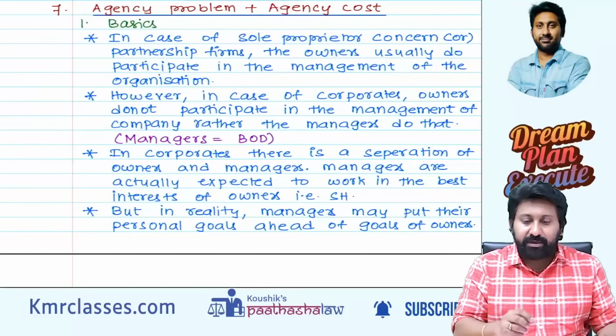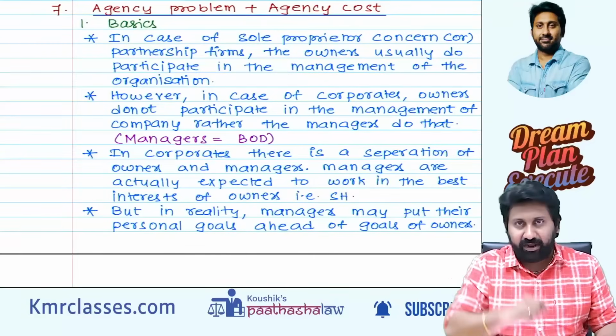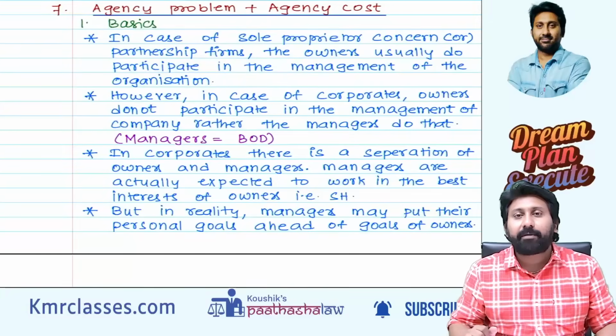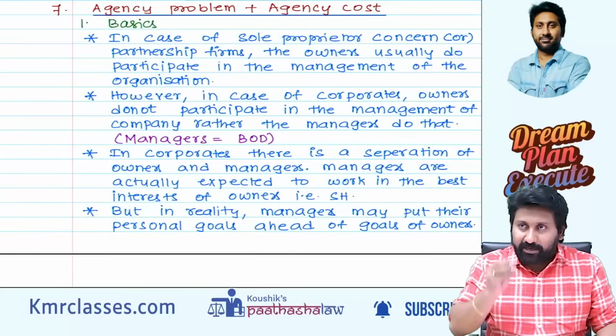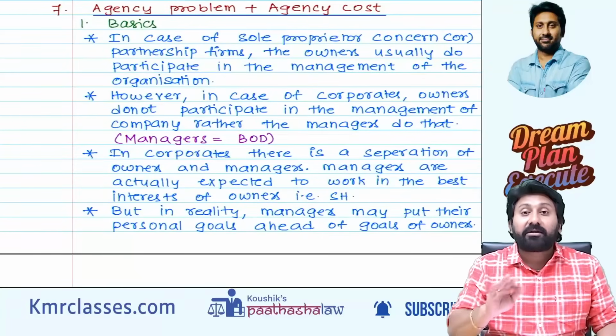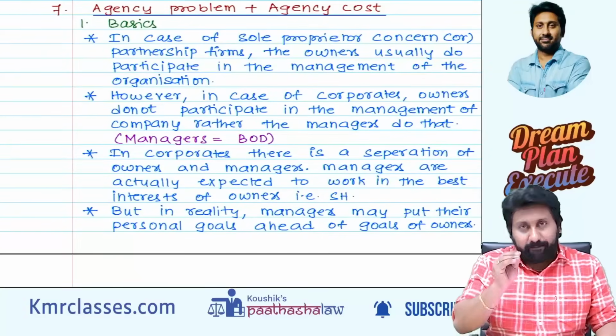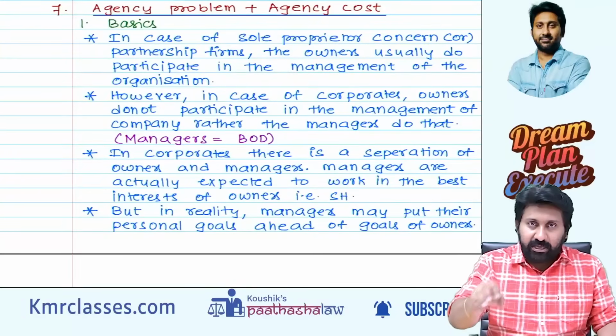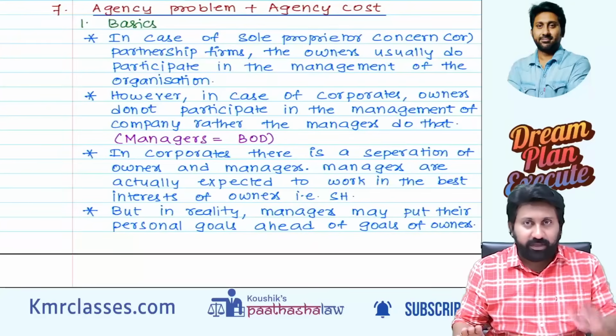Agency means someone acting on behalf of another. See, there is a sole proprietor concern. What will happen in a sole proprietor concern? The person who invested, the owner, will only manage the business. In a partnership, partners who invested money, who are the owners, will only manage the partnership firm. This is point 1.